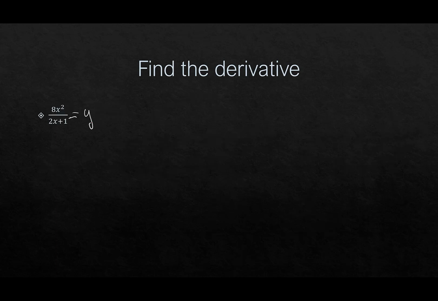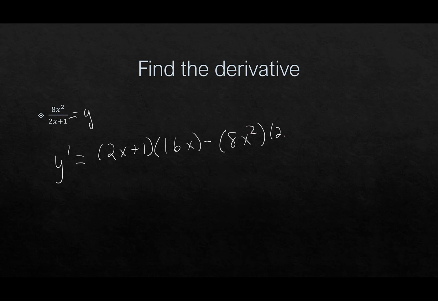Let me change the notation on this one. I'll call it y. I have 8x squared over 2x plus 1 equals y. Then y prime is low, 2x plus 1, d high, derivative of 8x squared is 16x, minus high, 8x squared, d low is 2, and then all over the bottom squared.